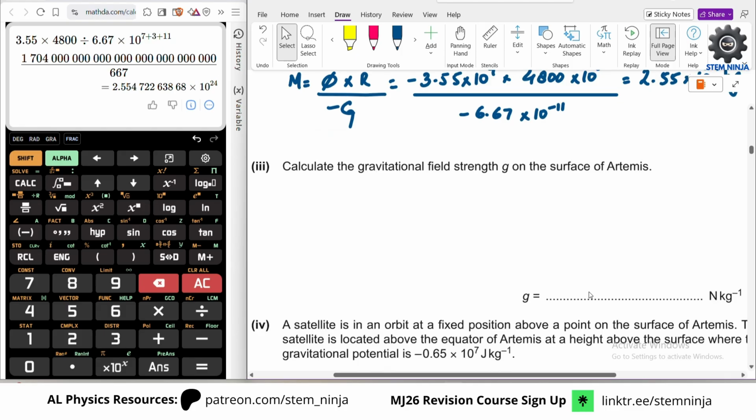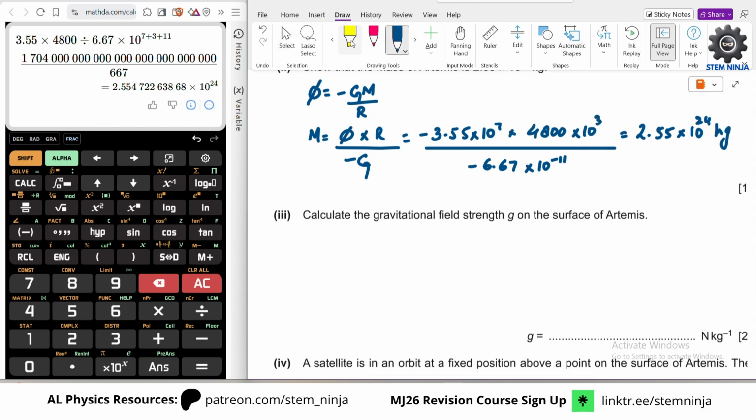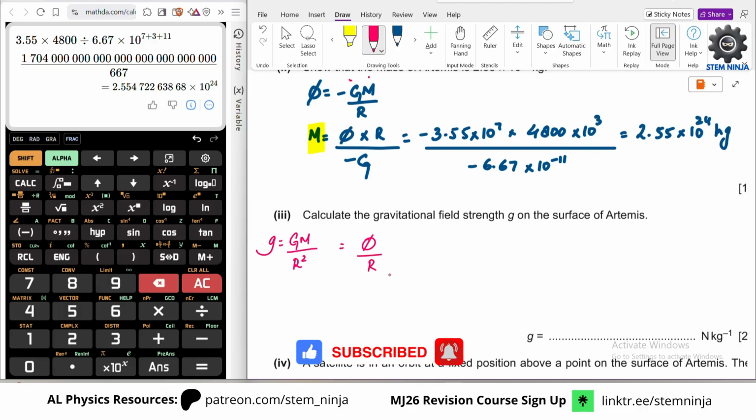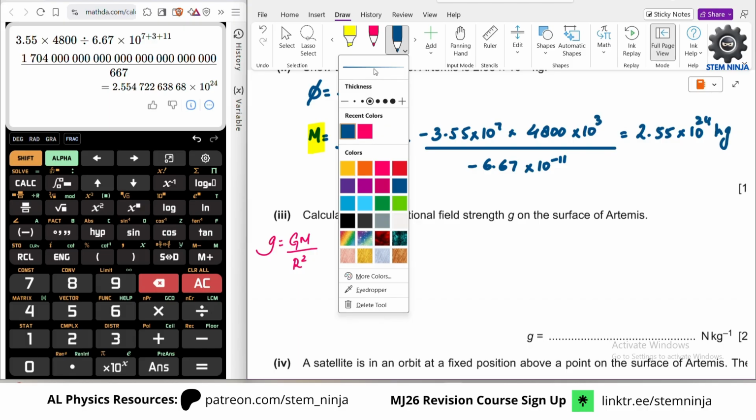Now, calculate the gravitational field strength g on the surface of Artemis. Now, two ways to figure this out. We now have mass, so we can do g equals GM over r squared. This is one way of doing this. Another way is that phi is GM over r itself, the magnitude of that. So we just need to multiply phi by another r. Both ways you will get the same answer. You can try that also. So let's try that.